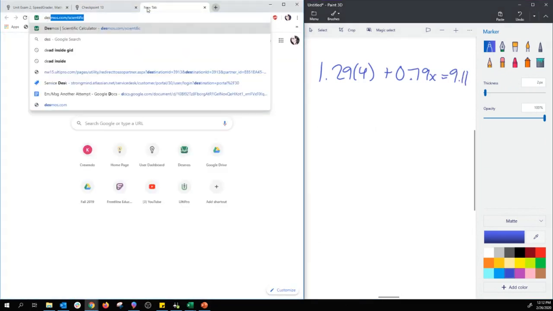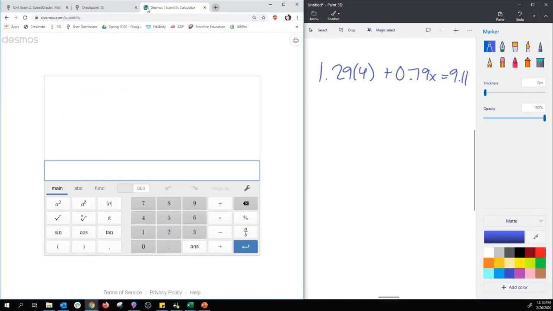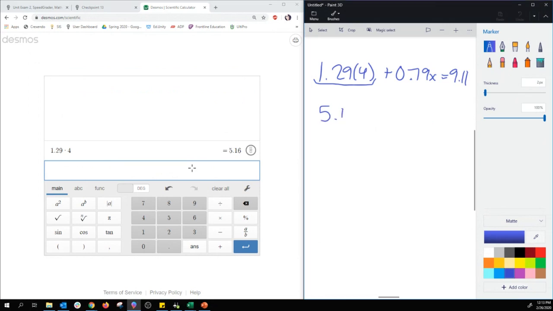I'm going to actually pull open Desmos to help us because we're dealing with decimals. Now, I can multiply these two decimals first before I do anything, because if I multiply these two numbers together, I'll get another simplified number. So 1.29 times 4 gives me 5.16 plus 0.79x equals 9.11.